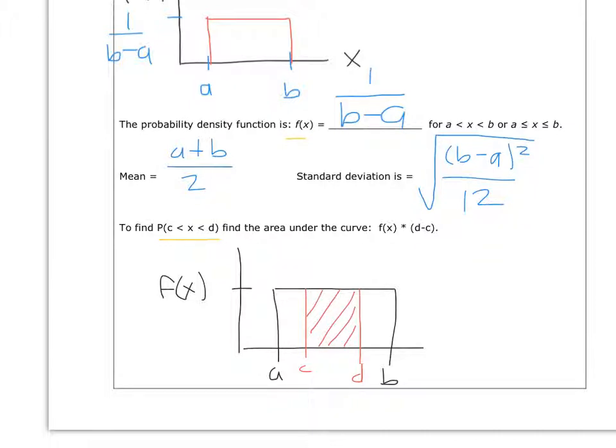For a uniform distribution, we can see that it's basically a height times a base. It's a rectangle, that area. So we can use geometry to think about how we're going to find this area. The height matches up with whatever that f of x value is. And the base is the difference between D and C. So that's what we have written here. And really what we're doing is finding the area of that rectangle.